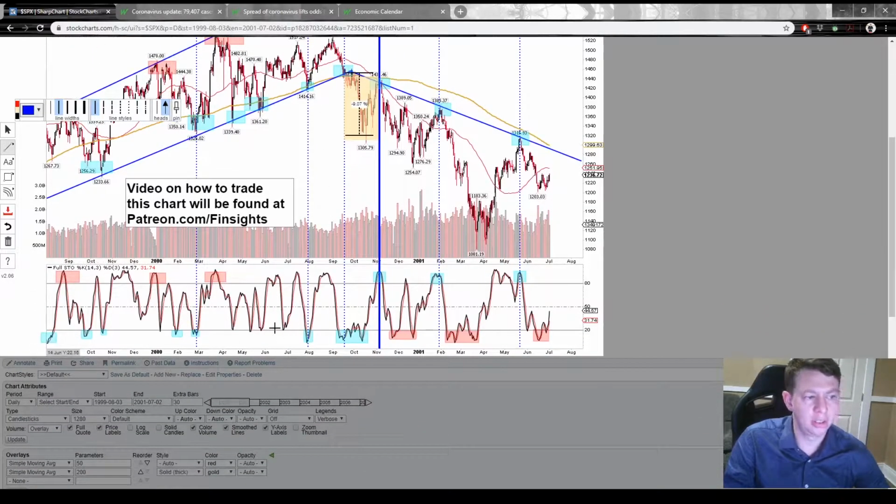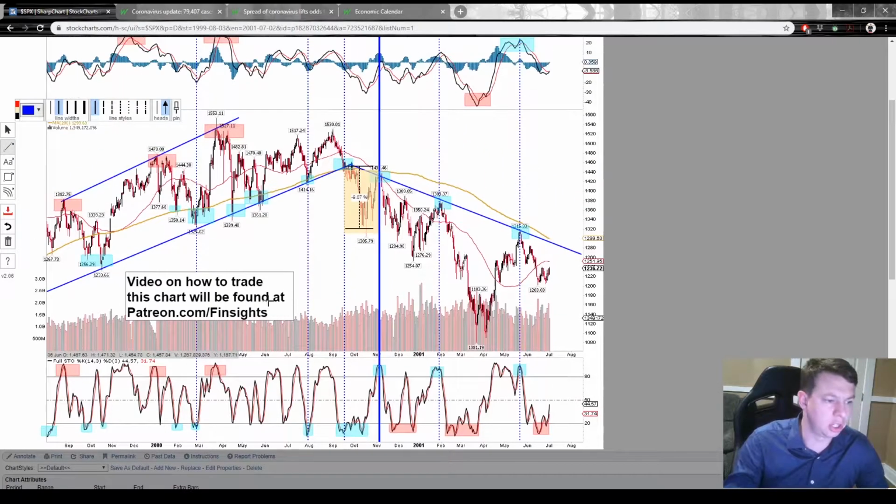And then down here we have the stochastics indicator. The stochastics indicator takes the previous 14 days of price history, and it gauges whether or not over the past 14 days the current price is oversold or overbought.